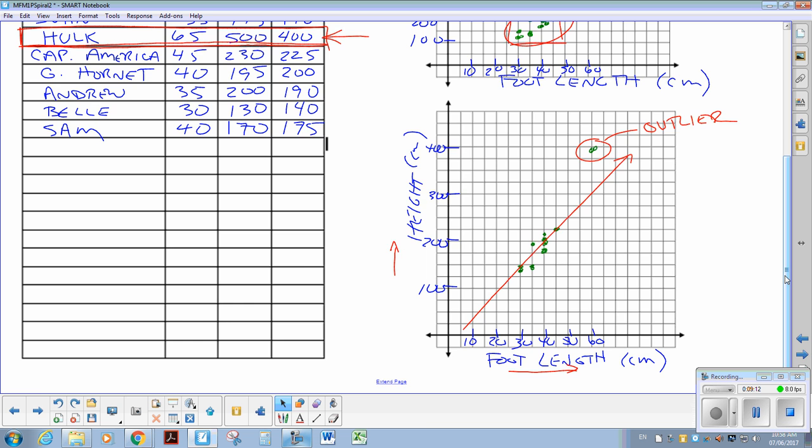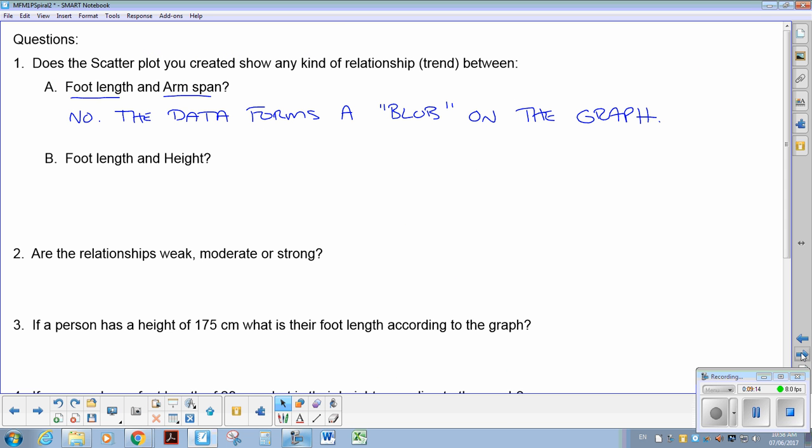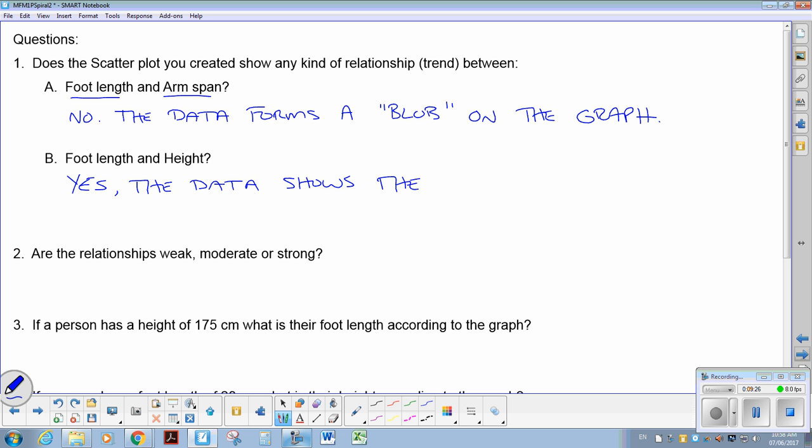Okay? So when we answer our questions here, is there a relationship between foot length and height? I think we can say yes. The data shows the taller you are, the bigger your feet. Which makes sense. If you're a tall person, you should have bigger feet.